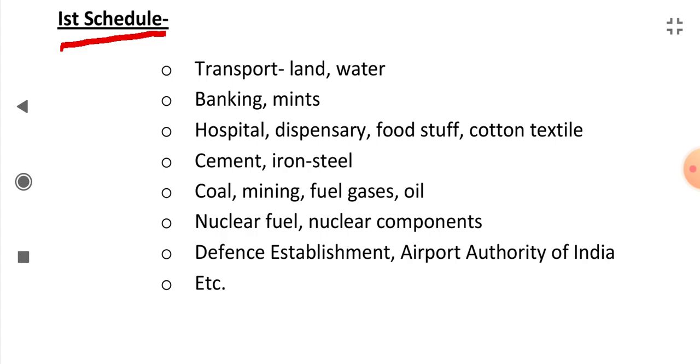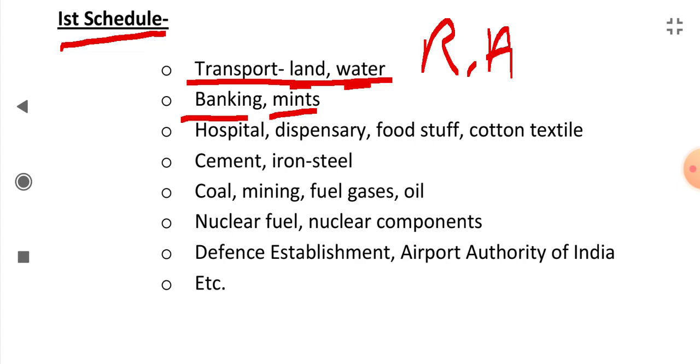The industries or services related to land transport or water transport. As railways and air transport are already public utility services, land transport or water transport can also be declared public utility services in case of emergency or public interest. Banking industry or mints can also be declared as public utility services. In the time of Corona Covid, the government declared the banking industry as a public utility service. So the workmen or the unions of the banking sector were restricted or prohibited from going on strike during that period.